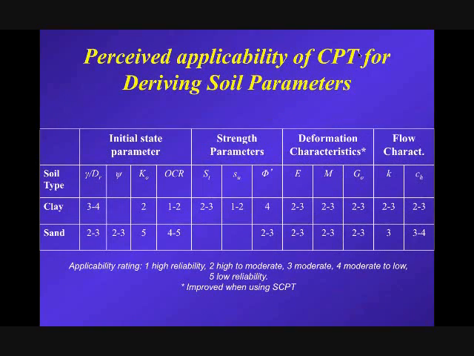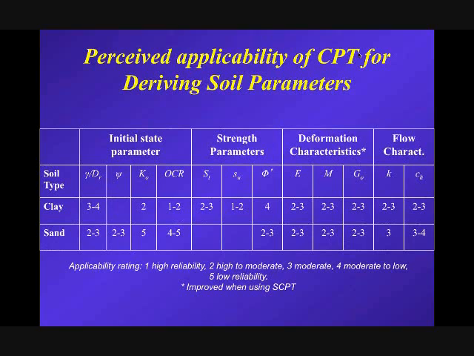So how useful is the CPT for deriving soil parameters? Here's a table that illustrates a wide range of parameters that you can estimate in sands and clay. And 1 rating is highly reliable, 2 is moderate to high, and 3 is moderate. 5 is of low reliability. And you can see that there's pretty good reliability.